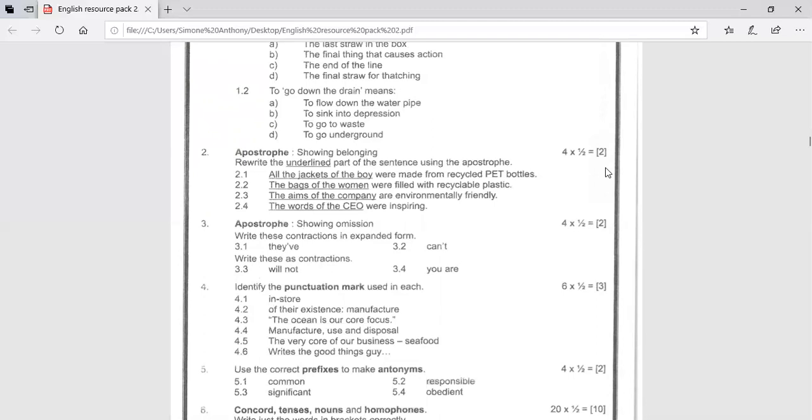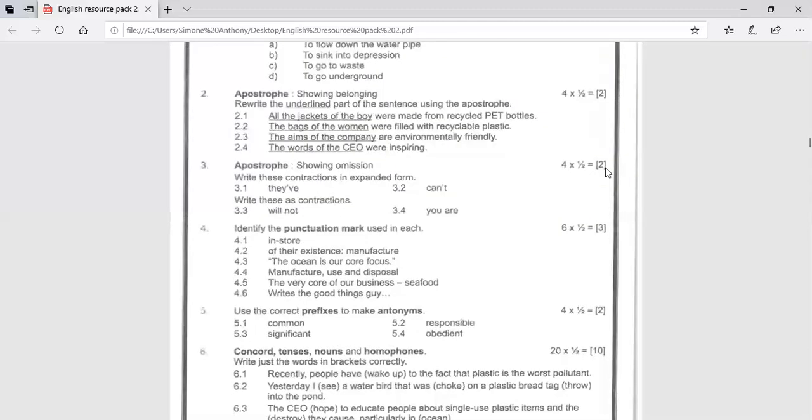2.2, the bags of the woman were filled with recyclable plastic. The woman's bags were filled with recyclable plastic. 2.3, the aims of the company are environmentally friendly. The company's aims are environmentally friendly. If we look at 2.4, the words of the CEO were inspiring. The CEO's words were inspiring.